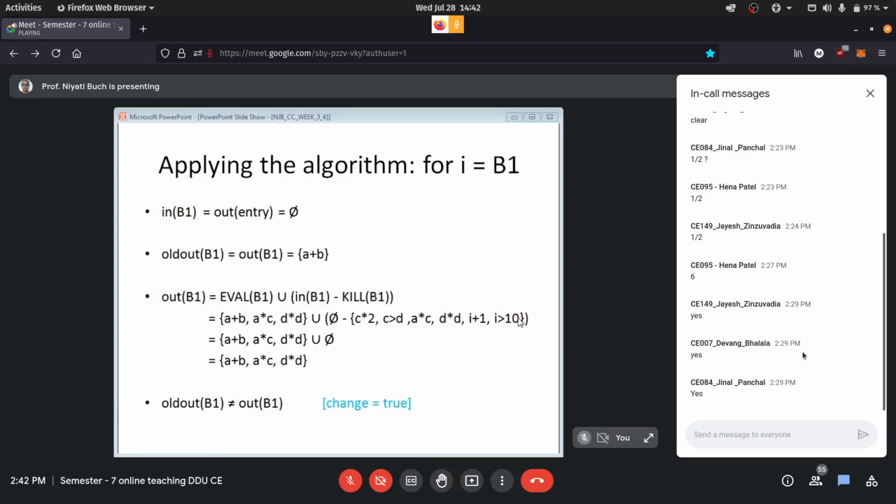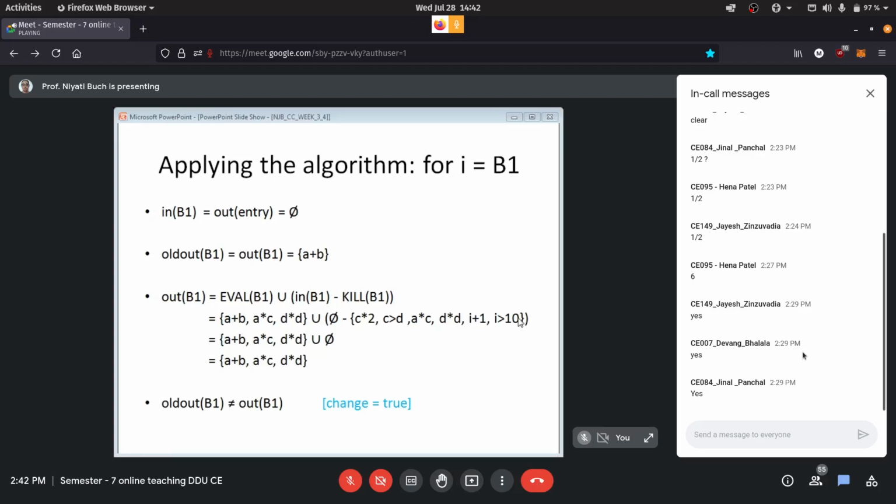Now, what is old out of B1? It is out of B1. Initially, we have not recomputed the value. That we are doing in the next step. So, what is the out of B1? It is A plus B. We had seen it in the previous slide, and you can also see it in your books if you are calculating it right now.